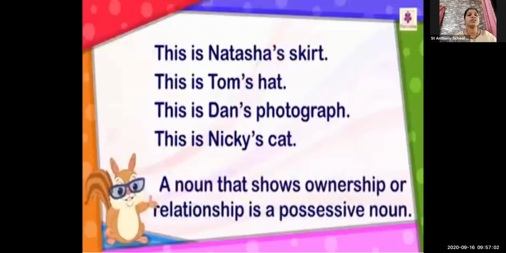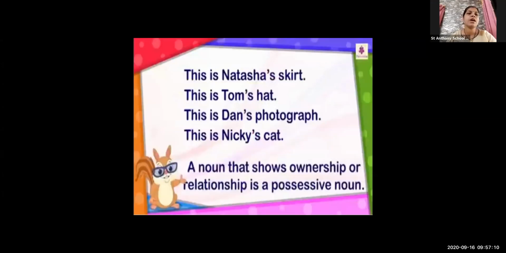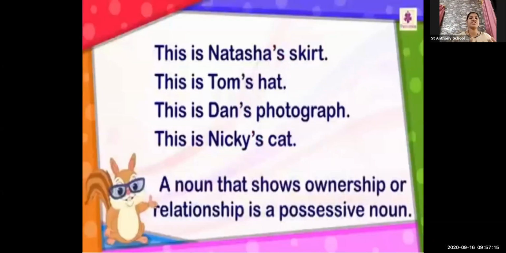That's why we talked about apostrophe for singular possession. Natasha, Tom, Dan, all these are showing the possessive noun. In that sentence, they are possessive. It doesn't belong to all, but only the one thing belongs to them. That's why they are possessive nouns. That noun is used to show the ownership or relationship.